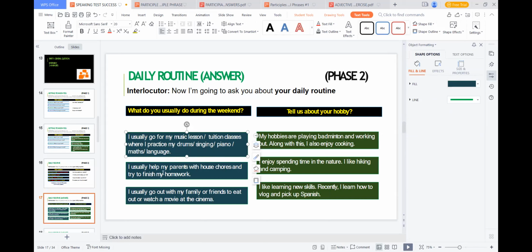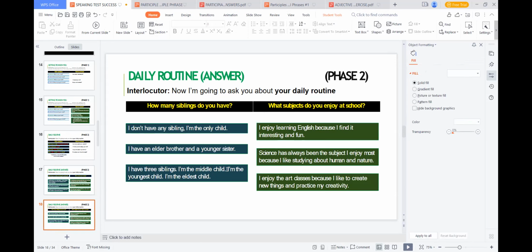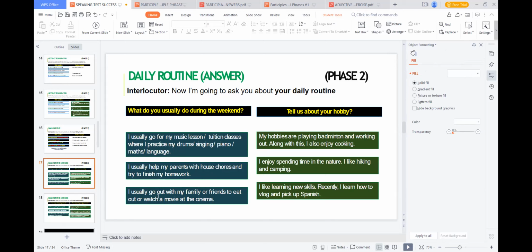I usually help my parents with house chores and try to finish my homework. Chores. This is how you pronounce chores. Okay, chores. Okay, next. I usually go out with my family and friends to eat out or watch a movie at the cinema. Okay, so these are the three different answers to these questions.